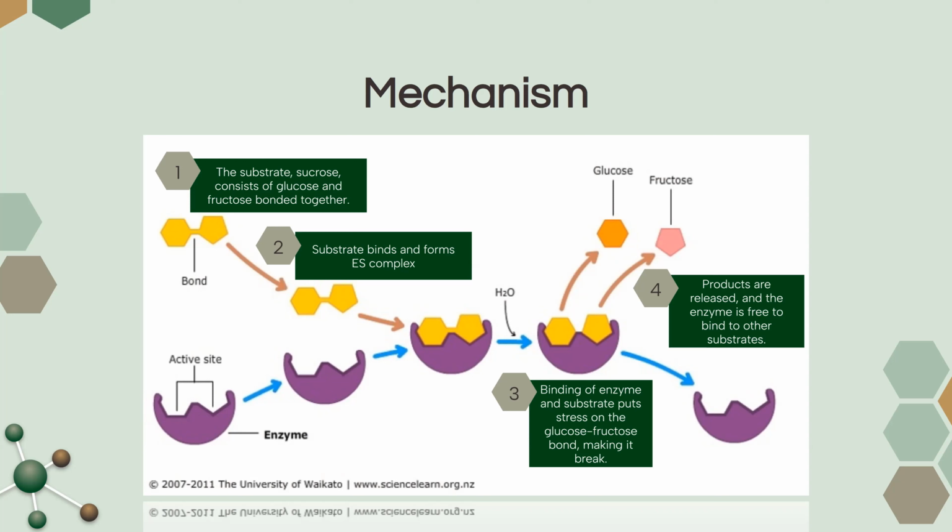So this breaking of the bond causes both glucose and fructose to be released from the enzyme, and this allows for the process to start all over again. In other words, sucrase catalyzes the hydrolysis of sucrose to produce glucose and fructose, then the brush border transporters facilitate the absorption of these two monosaccharides.